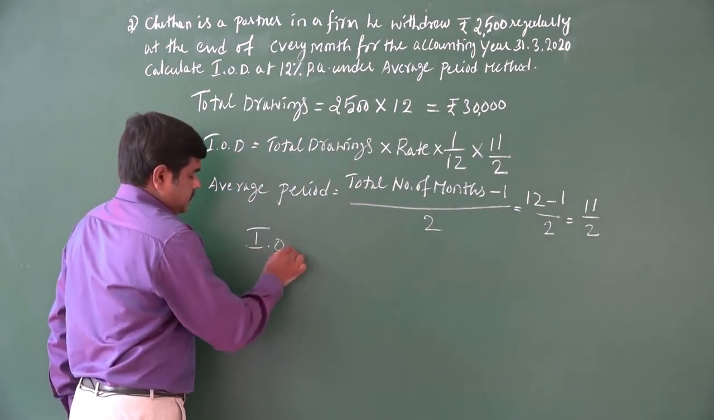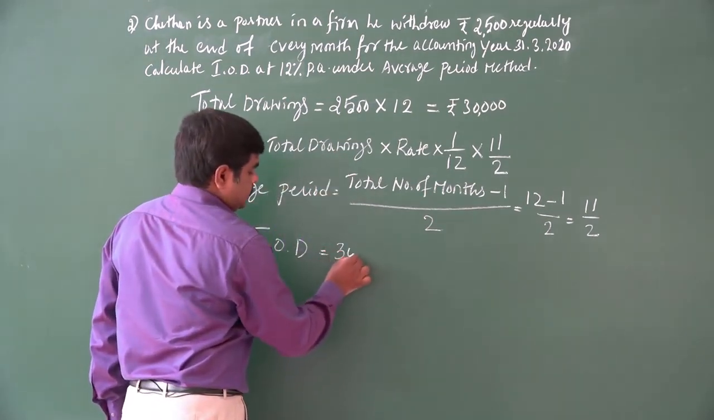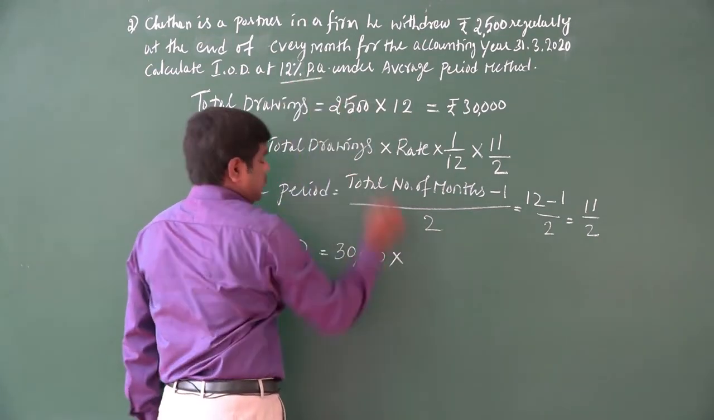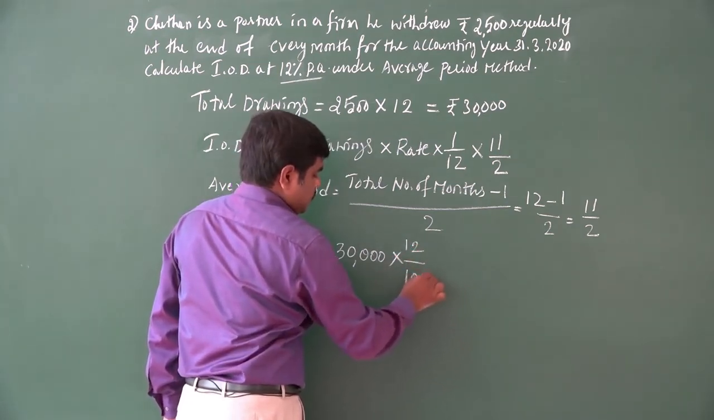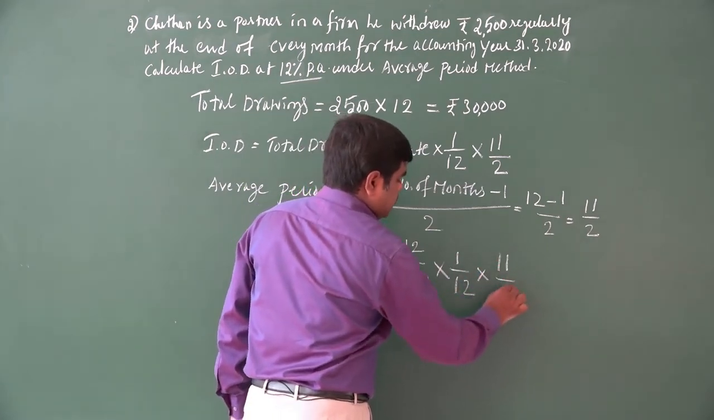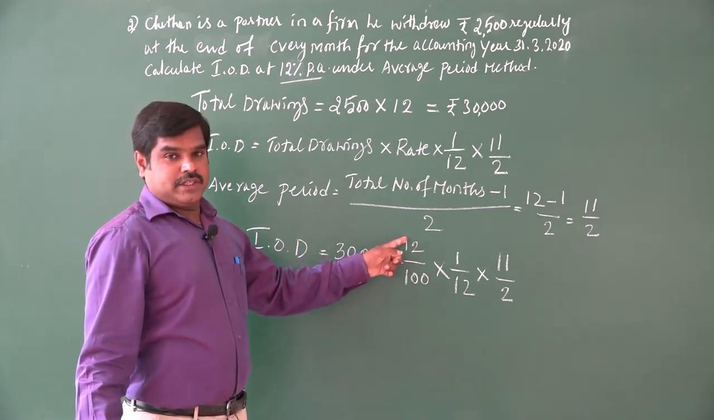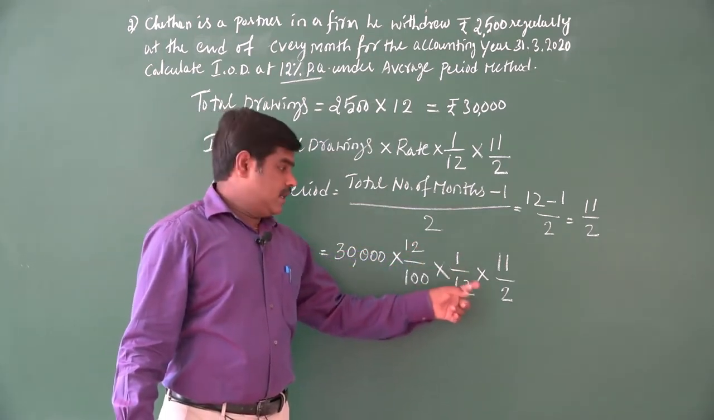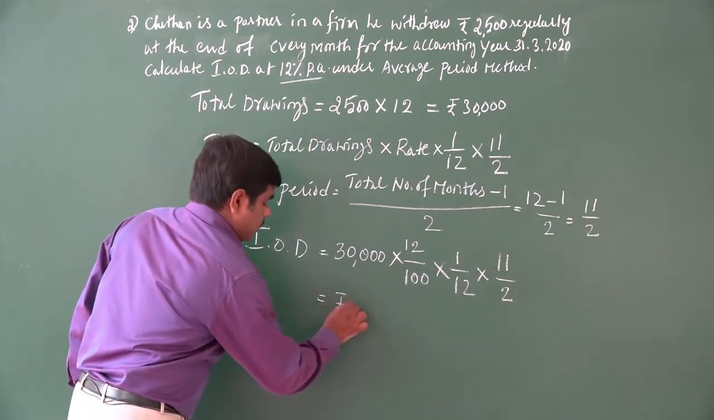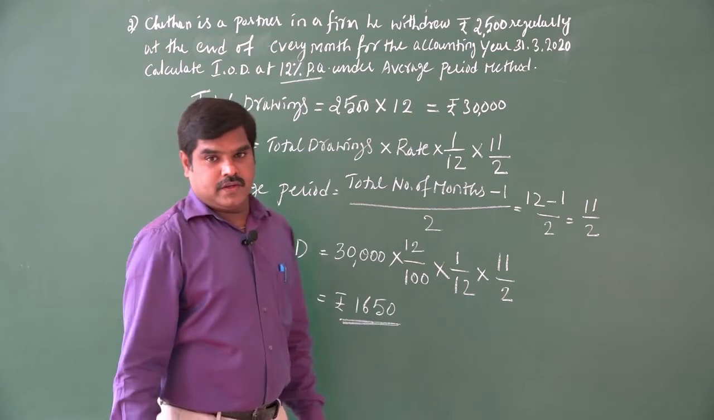Next, interest on drawings is equal to total drawings 30,000, rate 12%, into 1 over 12, into average period 11 over 2. So the answer is 1,650. Answer 1,650. Okay. Now, what am I going to do?